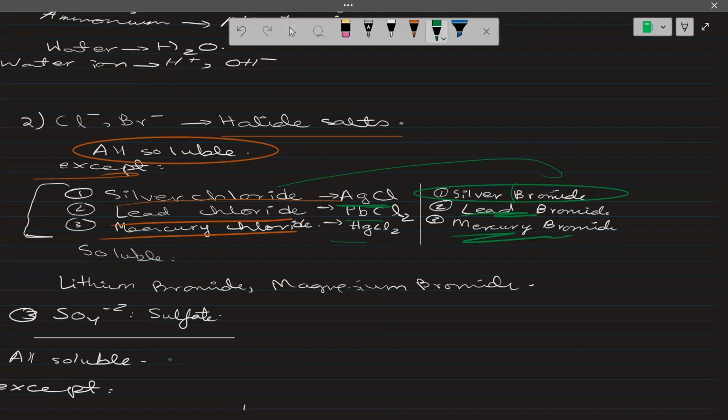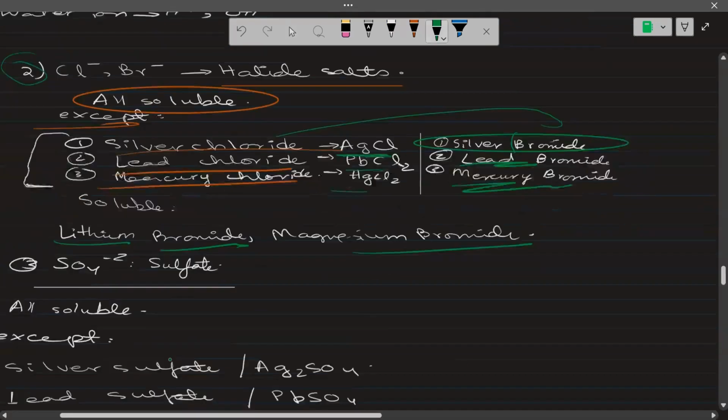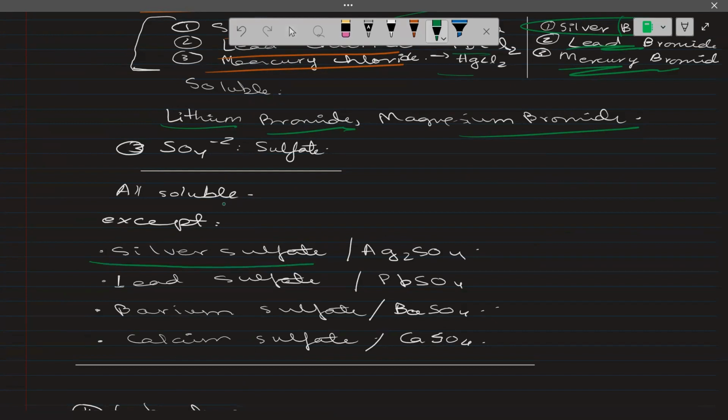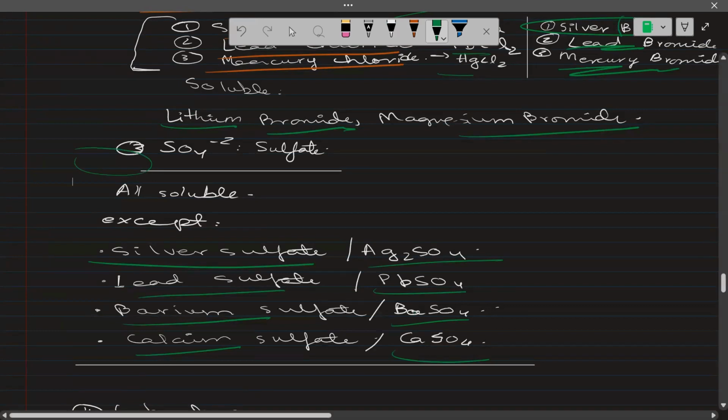Some soluble ones in this second rule are, for example, lithium chloride, lithium bromide, or magnesium bromide. These are some soluble salts. Now let's come to the third rule, which is that all sulfates are soluble except silver sulfate, lead sulfate, barium sulfate, and calcium sulfate. Except for these four, all of the sulfates are soluble.